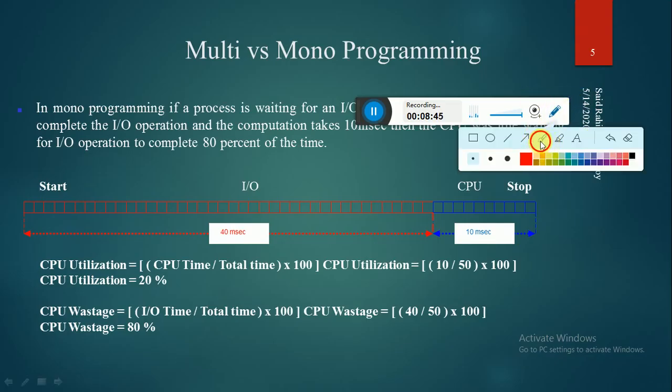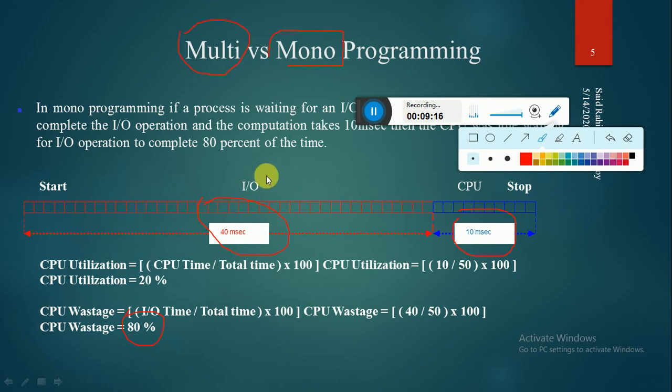So what is the conclusion of this? The conclusion is that if a single program in a mono programming operating system, which requires 10 milliseconds of a CPU and 40 milliseconds of an IO device, is run, then 80% time of a CPU will be wasted. Now if we run the same program in a multi-programming operating system, the result will be totally different.